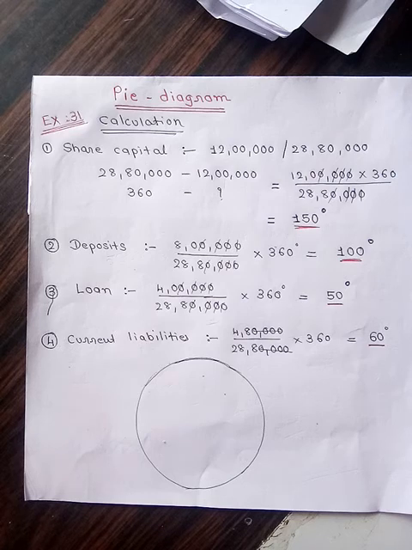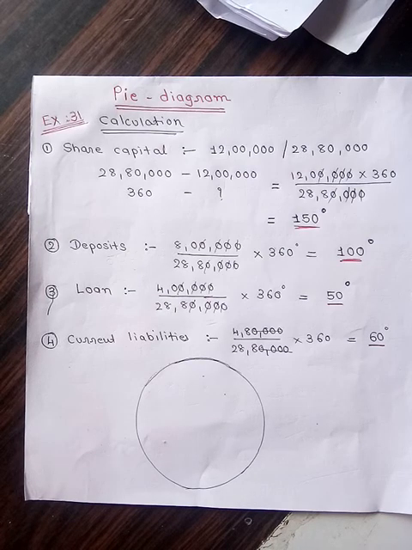Pie diagram's data will look like a simple divided bar diagram. But what is the difference? The difference is the data will be too large. In a simple divided bar diagram, the total amount was 2000, 2500 like that. But when we have to draw a pie diagram, the data will be very large. It will go in lakhs.